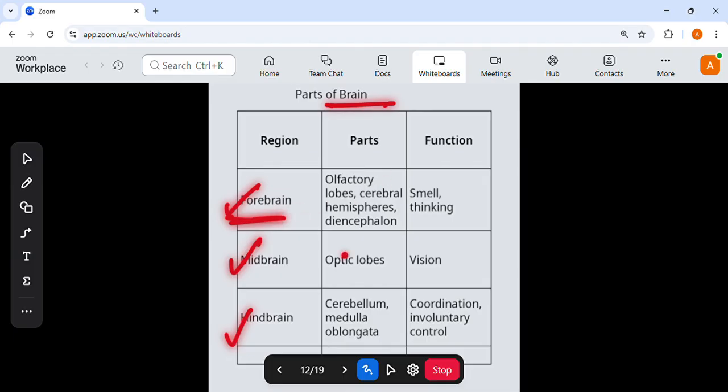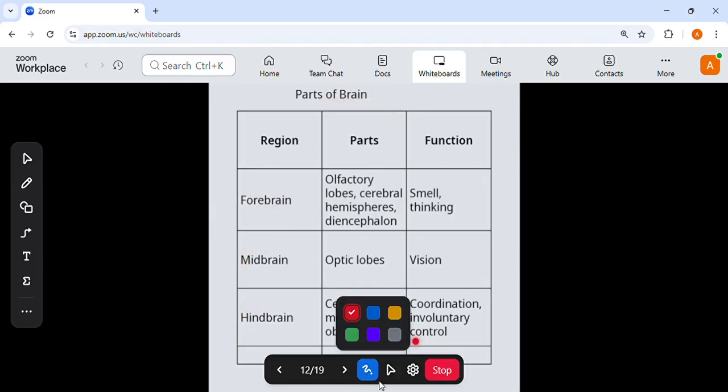So what are the parts of the forebrain? It includes olfactory lobes, cerebral hemisphere, and diencephalon. Okay, so here the diencephalon is unpaired. What is the function? To smell, to think. Olfactory lobe is for smelling, and cerebral hemisphere and the unpaired diencephalon are for thinking.